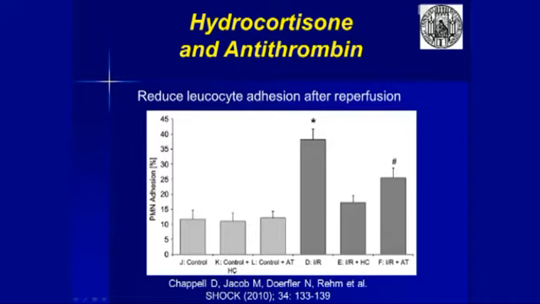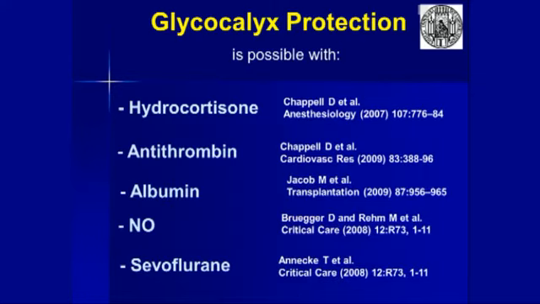In a further experimental setting, we could demonstrate that the application of hydrocortisone and antithrombin after ischemia reperfusion also decreased the leukocyte adhesion after reperfusion. In further experimental settings, it could already be demonstrated that besides hydrocortisone and antithrombin, also albumin, medical NO, or even sevoflurane are able to protect the structure. These findings may become important for further clinical studies.